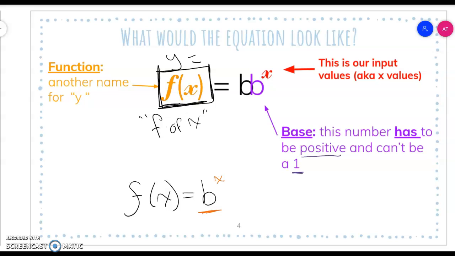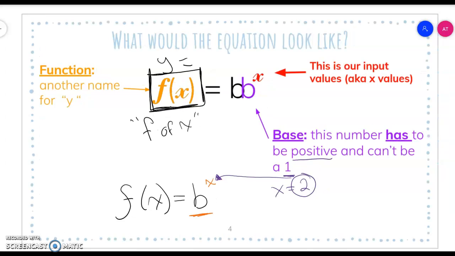The number has to be positive and it cannot be 1. Those are 2 important things. It has to be positive and it can't be 1. If it's negative, then it's not an exponential function. It's something completely different. And x is our input value, or the x values. So if I had, let's say, x equals 2, then I would take this 2 and plug it in for x.